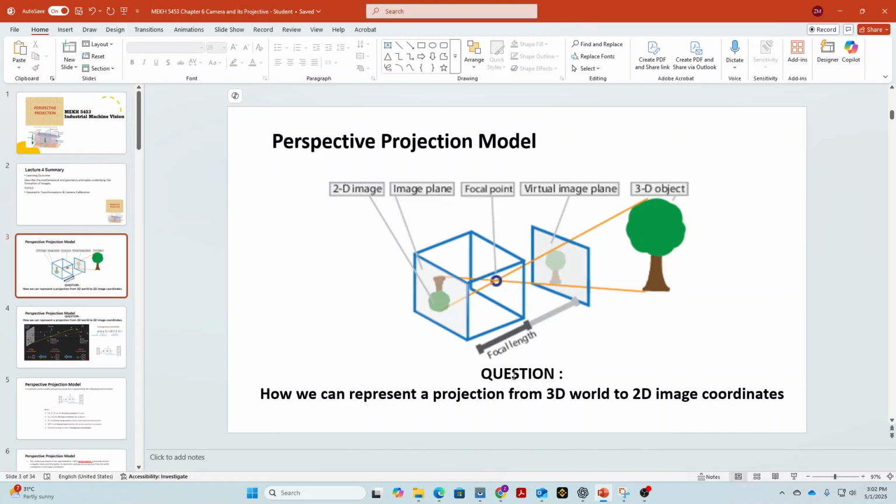Okay, so the question is very simple. How can we represent a projection from the 3D world to the 2D image coordinate? It means how we can calculate where this 3D object comes out later in the camera on the sensor plane. Where the coordinate is depends on the parameters and the formula we're going to learn after this. Okay.